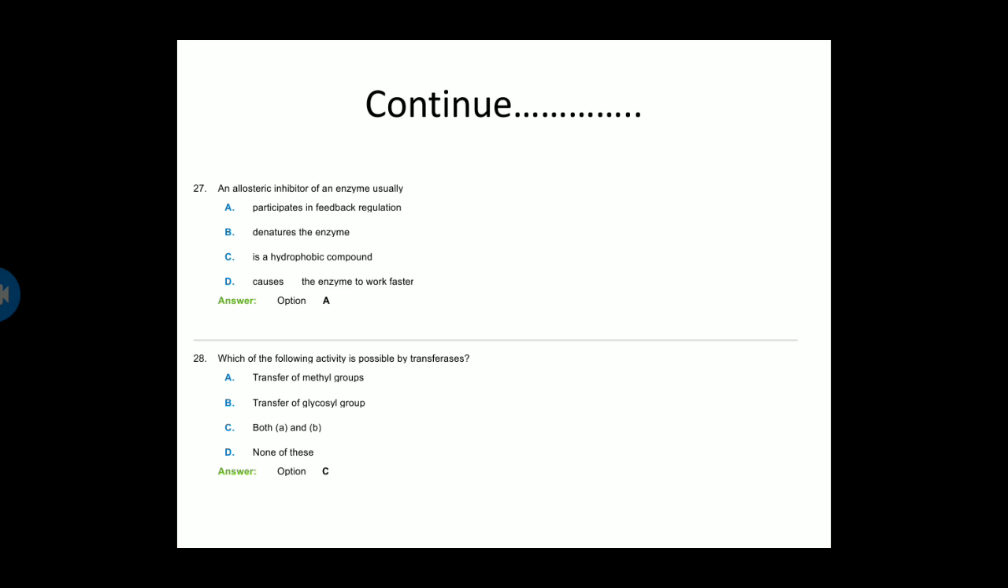Next question: which of the following activities is possible by transferases? Option number A is transfer of methyl groups. Option number B is transfer of glycosyl group. Answer number C is both A and B. And D option is none of these. So here option number C, both A and B, is the correct answer: transfer of methyl groups and transfer of glycosyl groups.